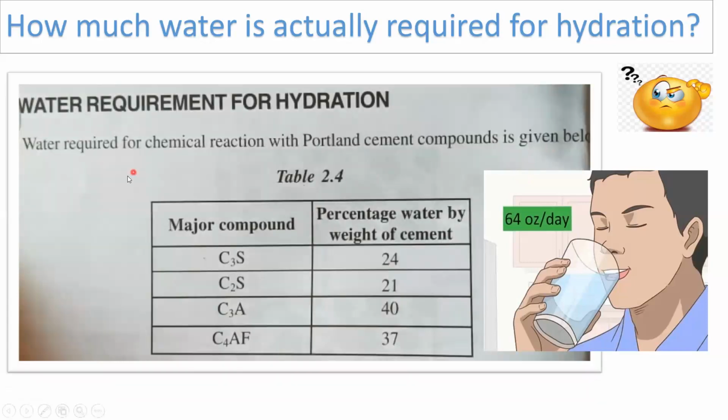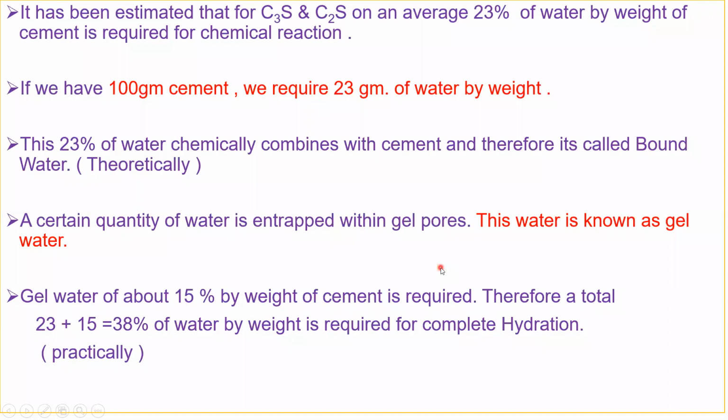It has been found through a lot of research that for C3S, that is tricalcium silicate, around 24% of water is required. In the same way, dicalcium silicate requires around 21% of water, tricalcium aluminate requires around 40% of water, and tetracalcium aluminoferrite requires around 37% of water, right? So with this understanding, we'll try to understand that.